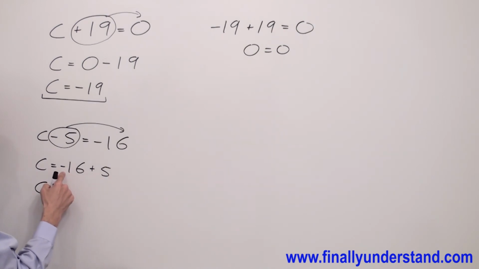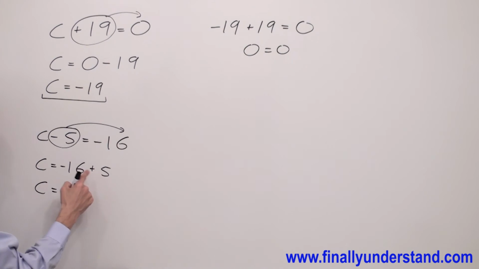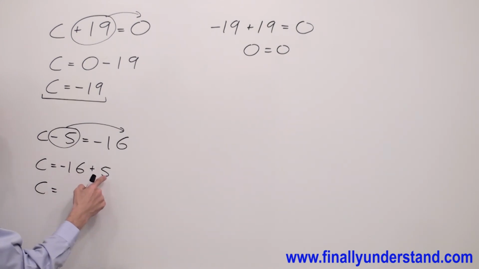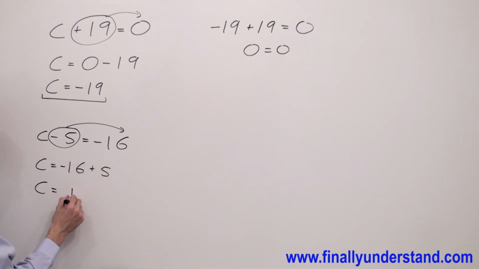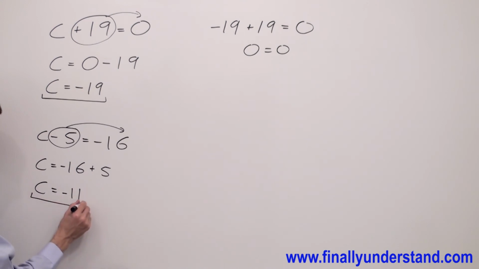Anytime you add a negative number to a positive, you're supposed to perform the subtraction. From the bigger number, subtract the smaller number and keep the sign of the larger number. 16 minus 5 is equal to 11. And I'm supposed to keep the sign which is next to the larger number. That's why this is negative 11. Okay, this is the solution to my problem.